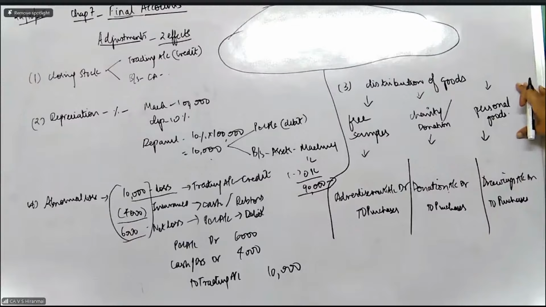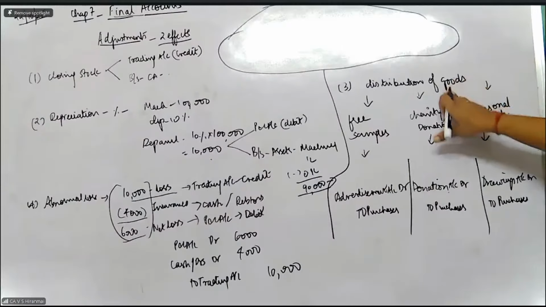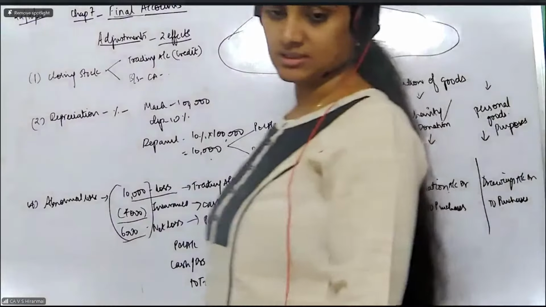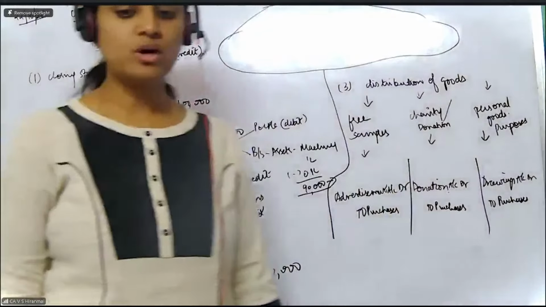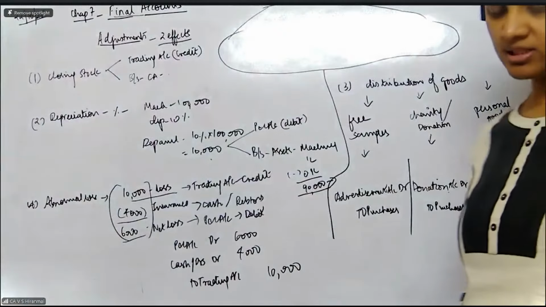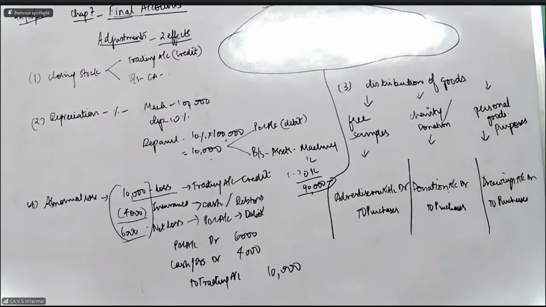Mr. Sheikh, you have come today only, you're raising your hand several times. Please listen concentratedly. Personal goods, if I'm taking the goods for personal purposes and I'm using this particular goods, then it means that it is drawings account you have to debit and credit the purchases account. Clear, everybody? You have to debit the drawings account and credit the purchases account. Mr. Sheikh, please listen. Afterwards, you can raise your hands.